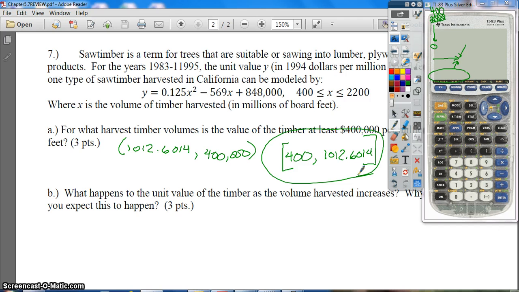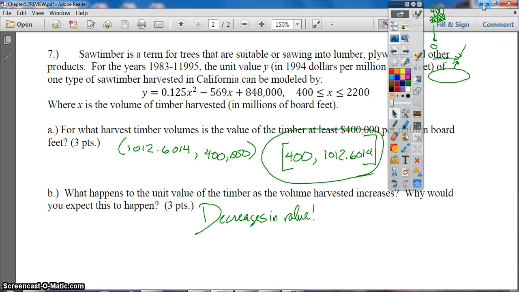What happens though as this graph keeps going to the right? Okay, as you keep harvesting more and more, this value goes down. So it says, what happens to the unit value of the timber as volume harvested increases? It decreases in value. Because this is going down. Why? Okay, why would you expect that to happen?